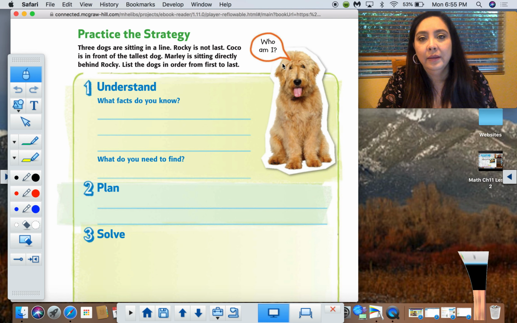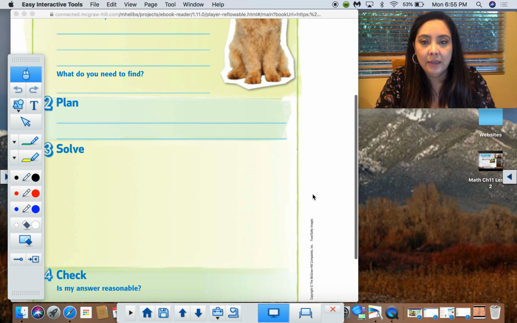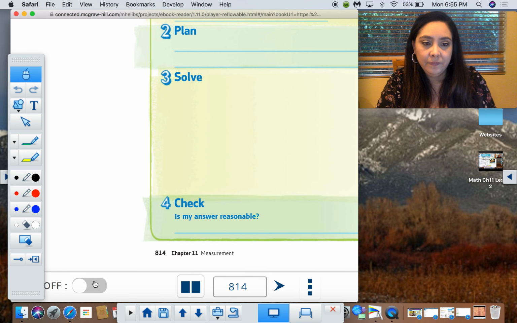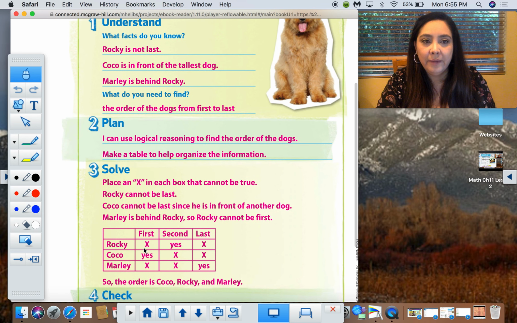So that's it for that section. And let me check our answers. Give it a minute. There we go. So did we do it right? Rocky's not last. Coco's in front of the tallest dog. Marley's behind Rocky, yes. And we're looking for the order from first to last.